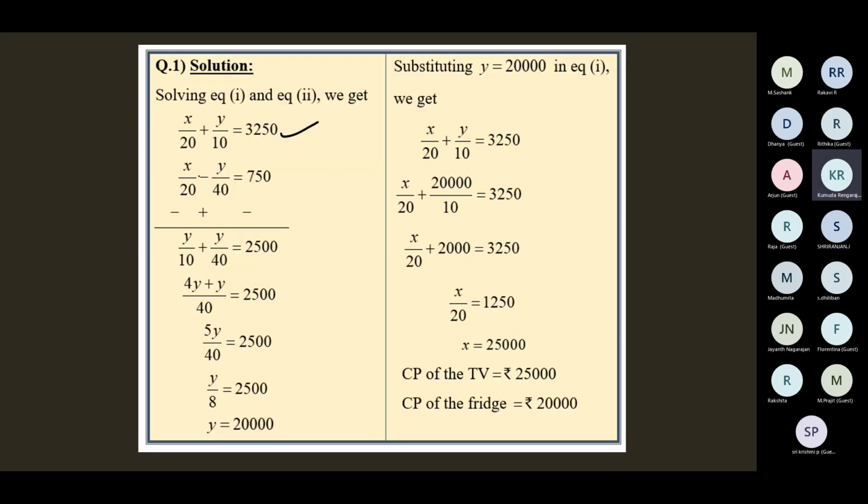So now x by 20, x by 20. They have the same sign. So you'll have to change the signs. Then they get cancelled. Now this is y by 10 plus y by 40. Take the new sign. Y by 10 plus y by 40 is equal to 3,250 minus 750. Now if you take LCM and proceed, children, the rest of it you can understand. Go through the slide. I'll just have some water and come back, children. Please go through the answer.